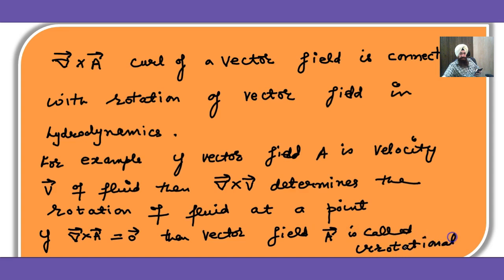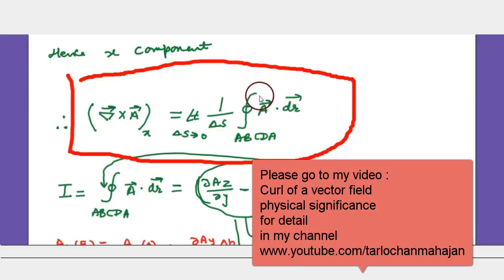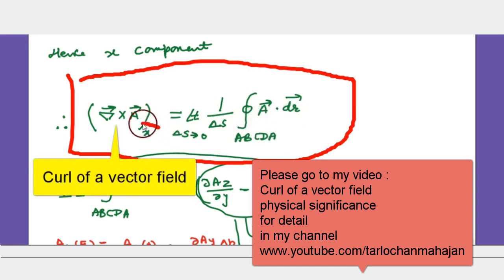Direction of a rectangle having area delta S. This circulation divided by delta S, and the area was in the YZ plane and the area was perpendicular to the x-axis.